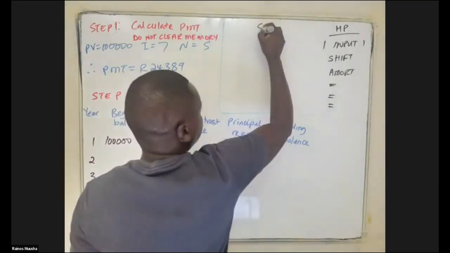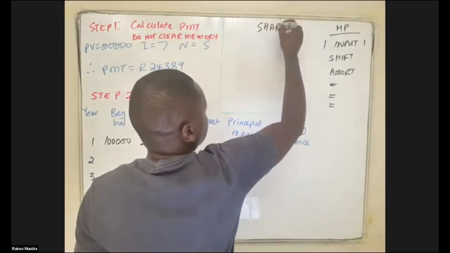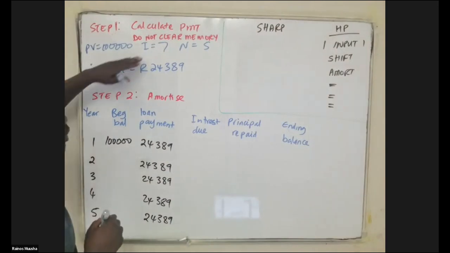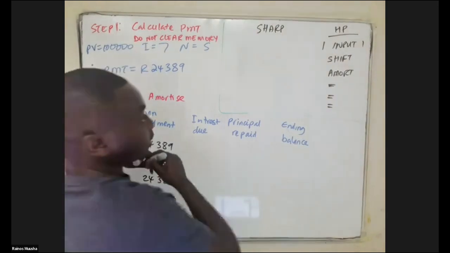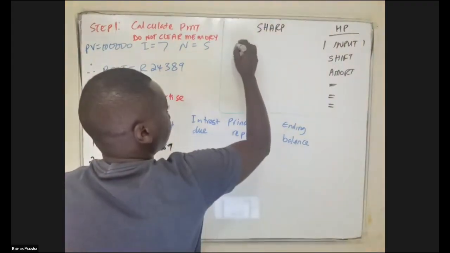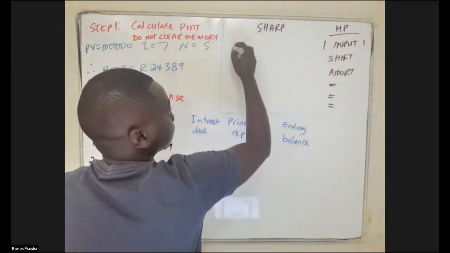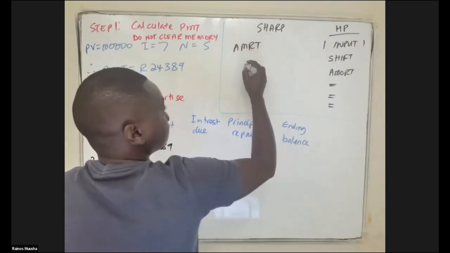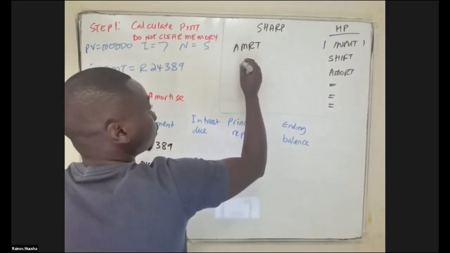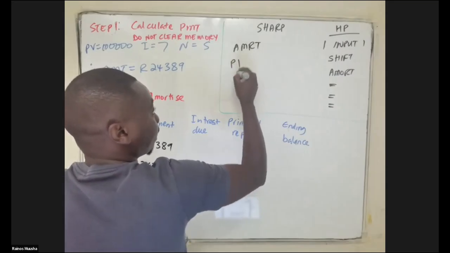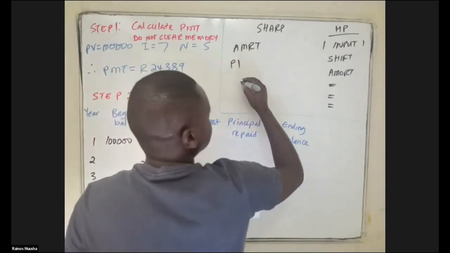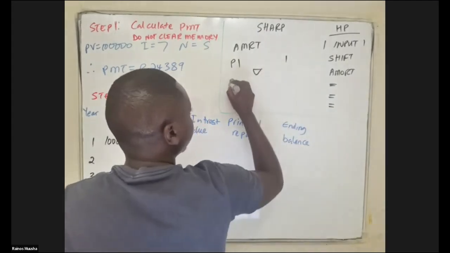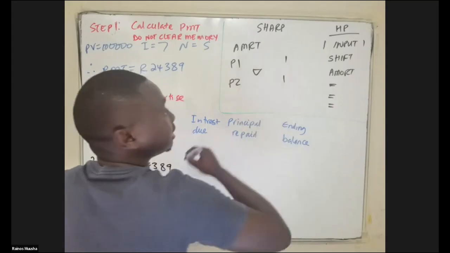If you're using the Sharp calculator, remember you have calculated your PMT. With the Sharp calculator, you just press the AMRT button on your calculator, and where it shows you P1, it's already indicating 1. You scroll down, and where it's showing you P2, it's already indicating 1.